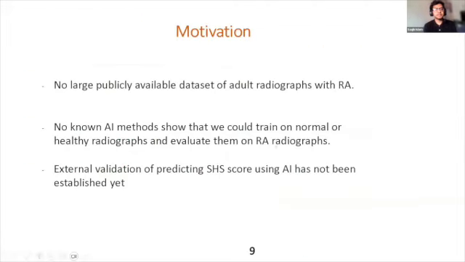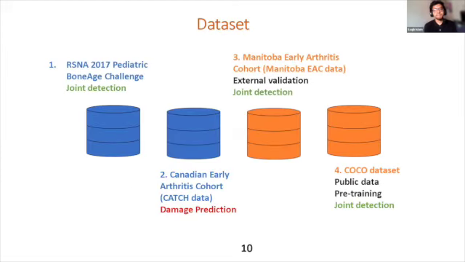A few other motivations: there is also no large publicly available data set of adult radiographs with RA, so it is difficult to evaluate models on RA-affected radiographs. Also, there are no AI methods currently that show we could train on normal or healthy radiographs and later evaluate them on RA radiographs and have them perform well. And finally, external validation of predicting SHS score using AI has not been established yet, as far as we know in the literature. So, moving on to the data sets that were used in this project.